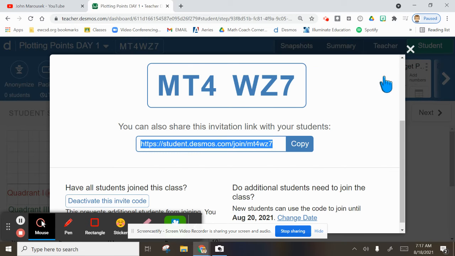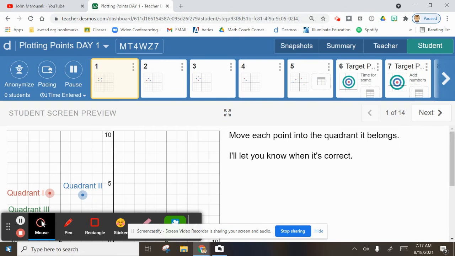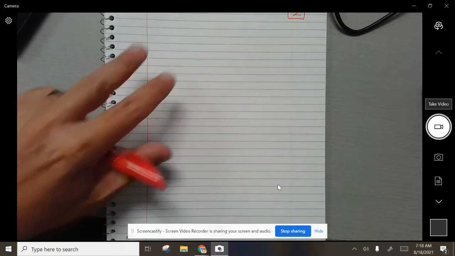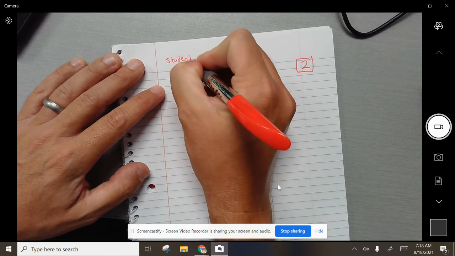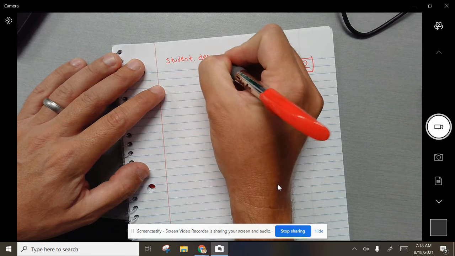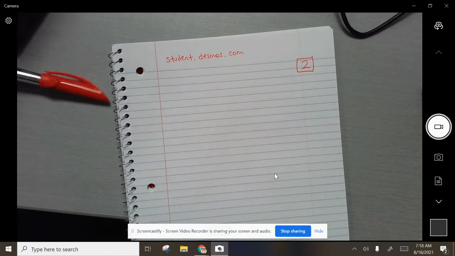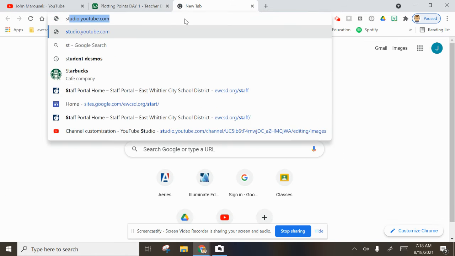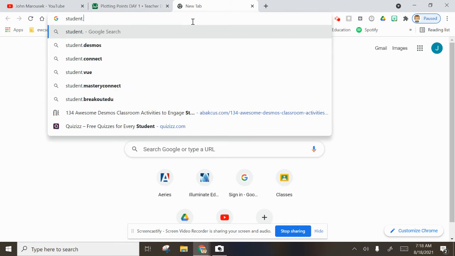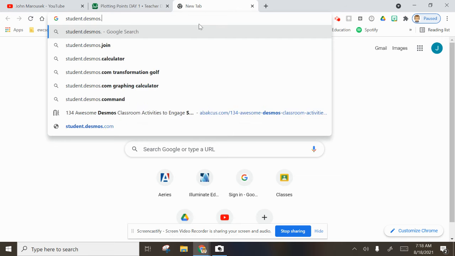Okay, guys, I would like you to go to, let me just show you real quick. I'll put this on the screen. To start class with your warm-up, I'd like you to go to student.desmos.com. Once you go to that site, you should know what it looks like. If I was to type it in, it'd be student.desmos.com.